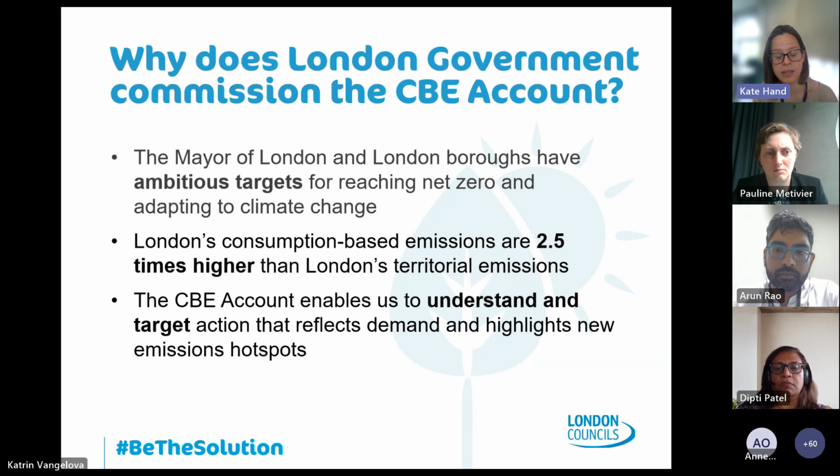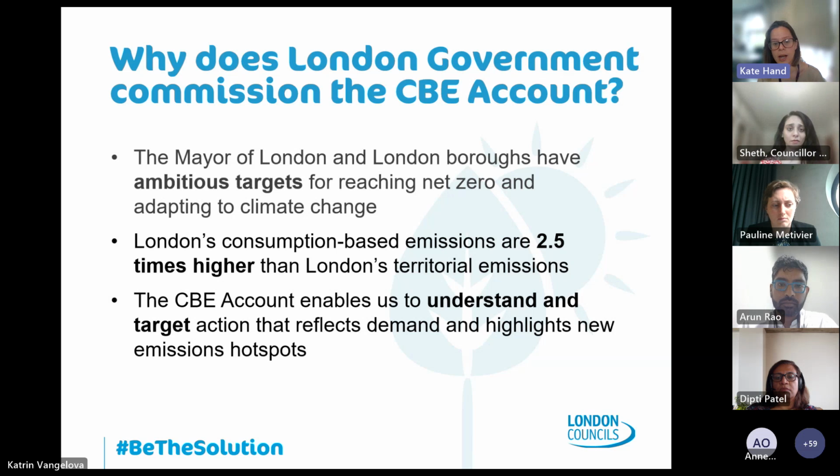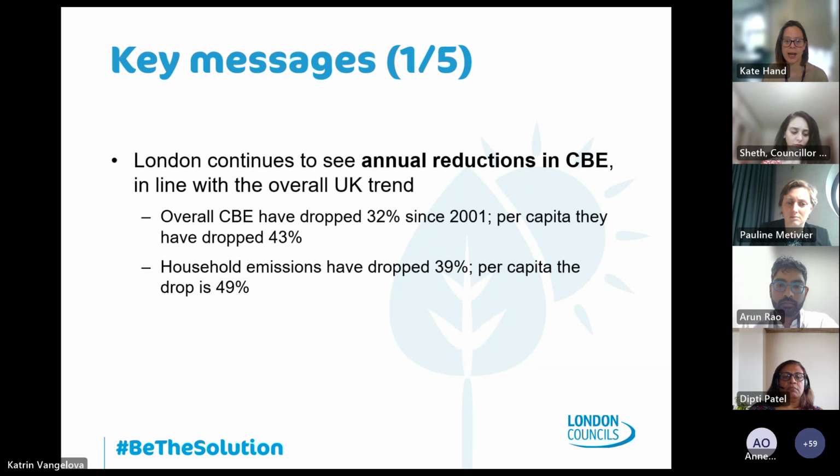As Krupa mentioned, London's consumption-based emissions are 2.5 times higher than our territorial emissions. So the account enables us to understand and then, of course, to target action that reflects demand and highlights new emissions hotspots and to be more effective in our climate action. So moving on to the key messages on the next slide.